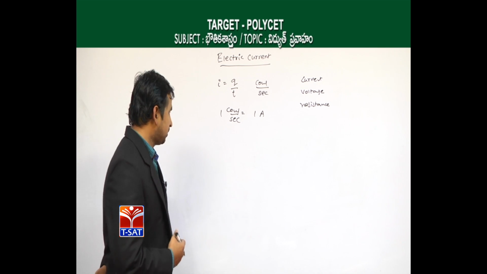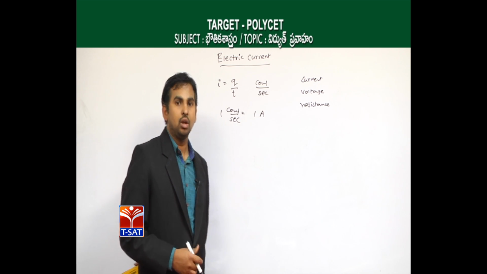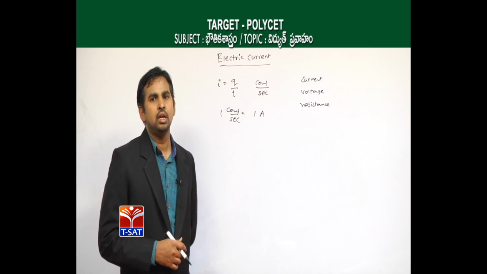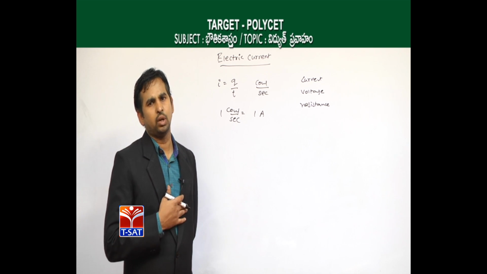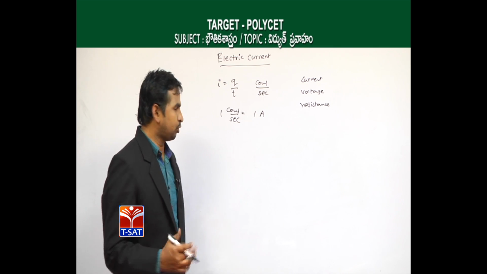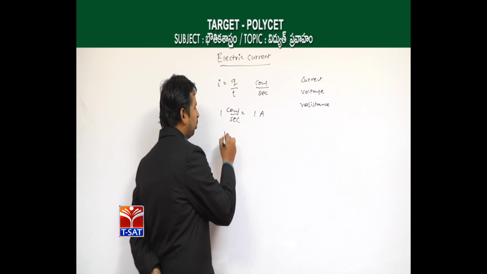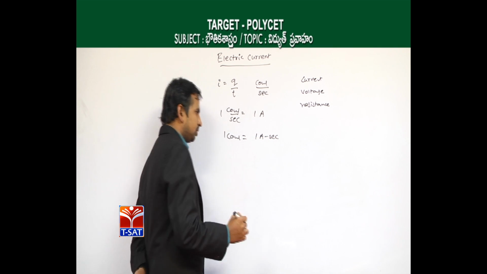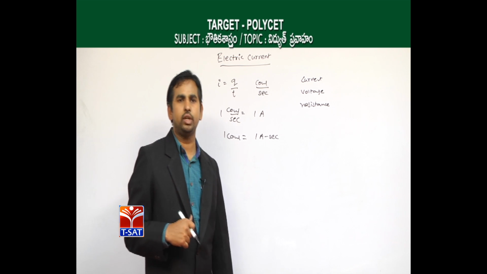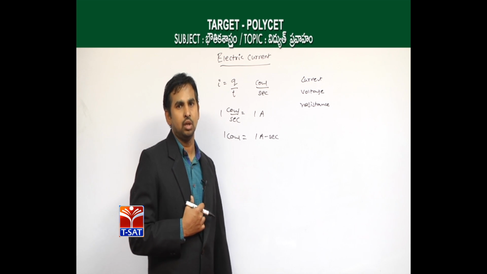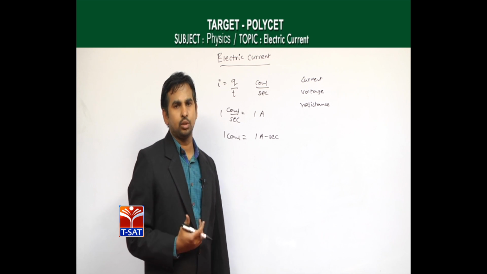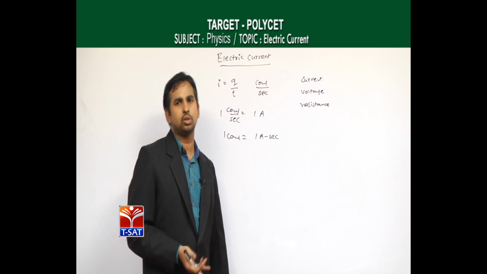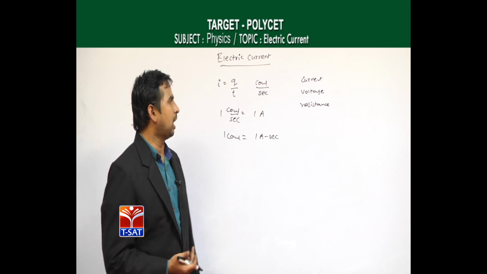So again, 1 ampere of current is nothing but 1 coulomb of charge passed through a wire for 1 second. From this you can know that 1 coulomb of charge, you can also write as 1 ampere second. Depending on the units, sometimes they ask questions about how the units of current vary. Current we can write as coulomb per second, or as ampere.